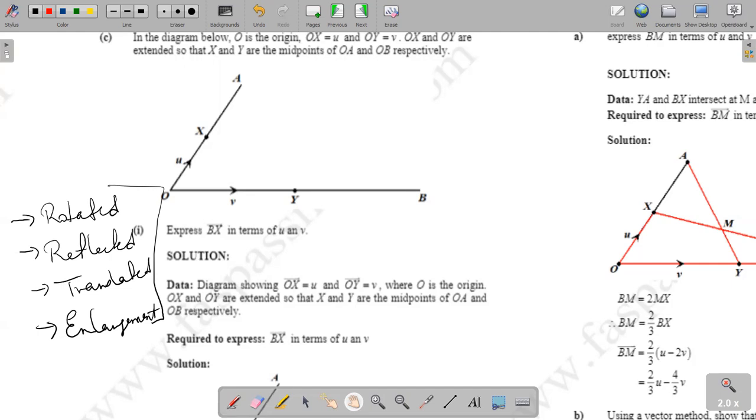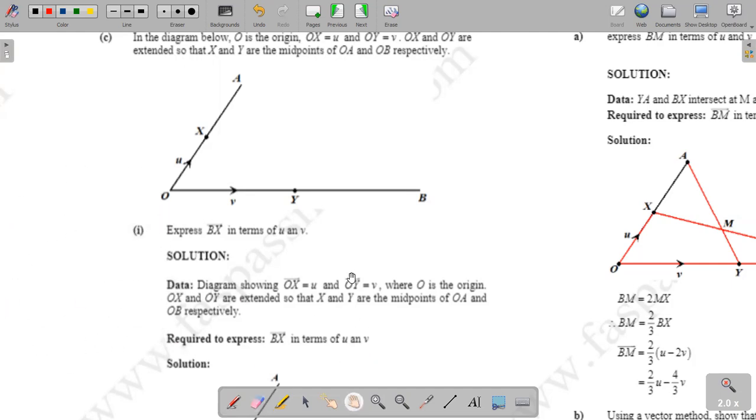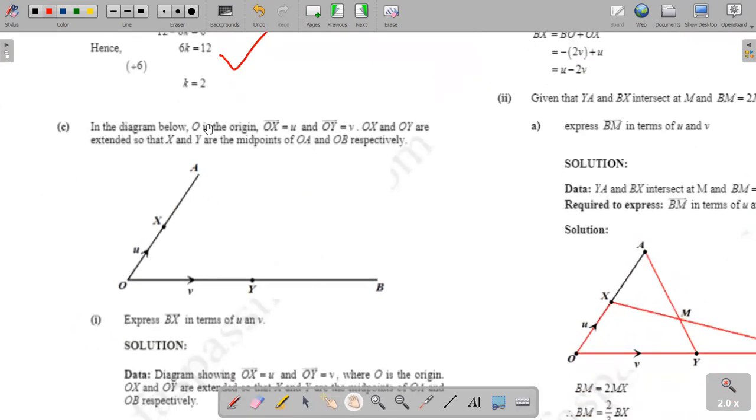All right, so let's look at this here. It says here in the diagram, O is the origin, right? So once it's the origin, you know you're dealing with position vectors. I hope y'all know that. So O represents the origin. You should know displacement and position vectors. So let's look at what they have, guys. They say OX is equal to U.